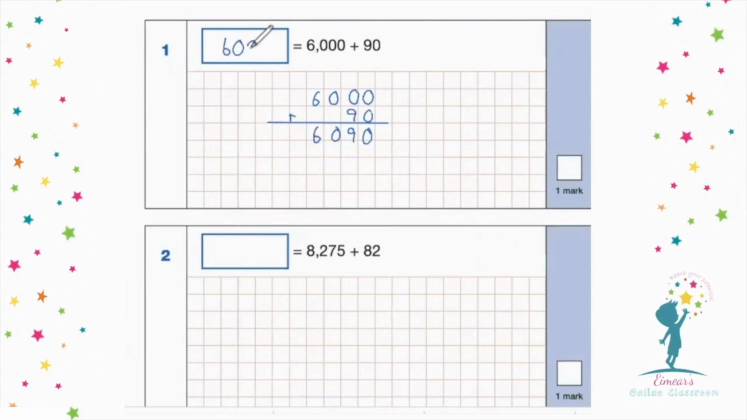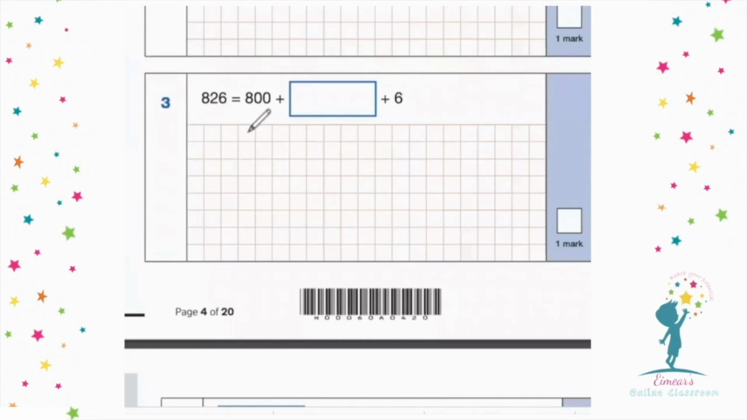So it's 0 and 0, 9 and 0 is 9, 0, 6. Answer is 6,090. Question 2 is, what equals 8,275 plus 82? Let's do this quickly. 8,275 plus 82. Let's add them together. So 5 plus 2 is 7. Double 7 is 14, plus 1 is 15. 2 plus 1 is 3, and 8. So the answer is 8,357.